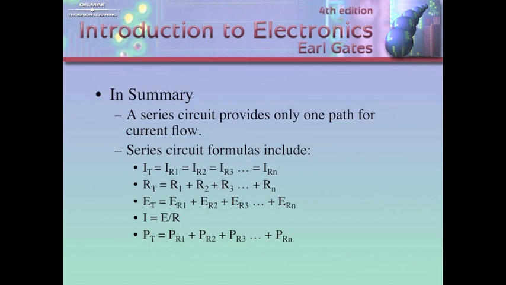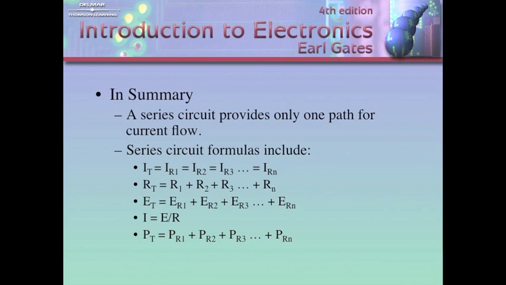In summary, a series circuit provides only one path for current flow. Series circuit formulas include IT is equal to IR1 equal to IR2 equal to IR3. This is Kirchhoff's law, right? Current is constant in a series circuit. RT is equal to R1 plus R2 plus R3. Resistance is additive in a series circuit.